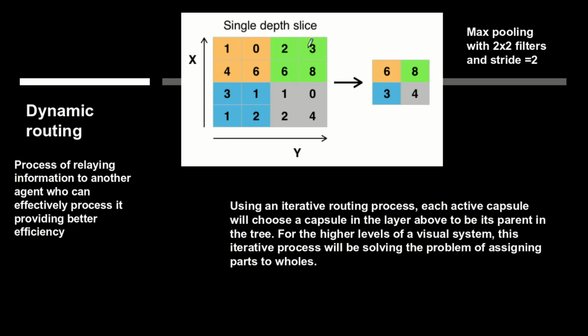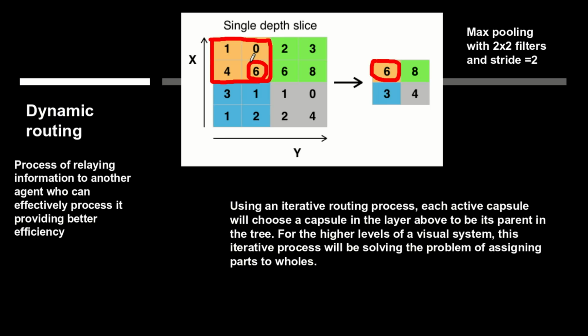So what is dynamic routing? Max pooling is a very primitive way. So this is the original matrix which we have, and it has a filter size of 4 as you can see in this case, and a stride of 2. And the output which we are getting is 6. So it takes over the most dominant value, which is 6 in this case.